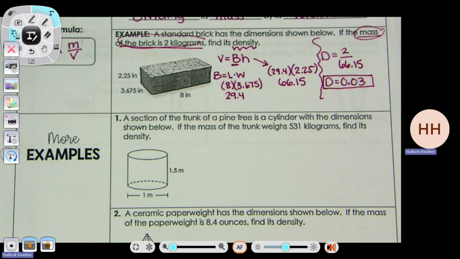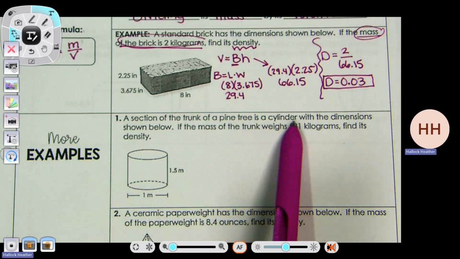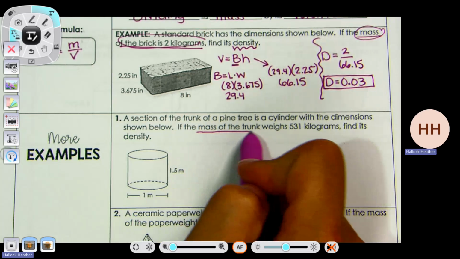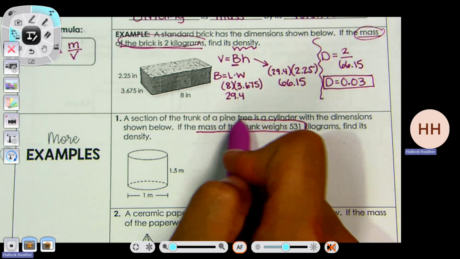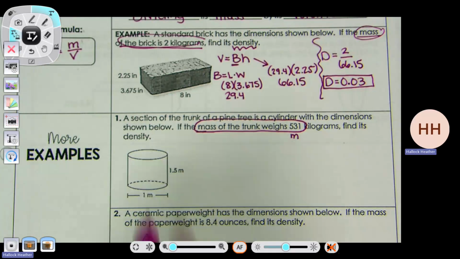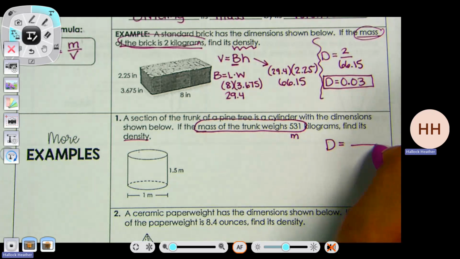Yeah, the top. So a section of a tree trunk of a pine tree is a cylinder with the dimensions shown below. The mass, which is the weight of the trunk, weighs 531. So that's my M, that's my mass. Find the density once again. Okay, so density is equal to mass divided by volume.